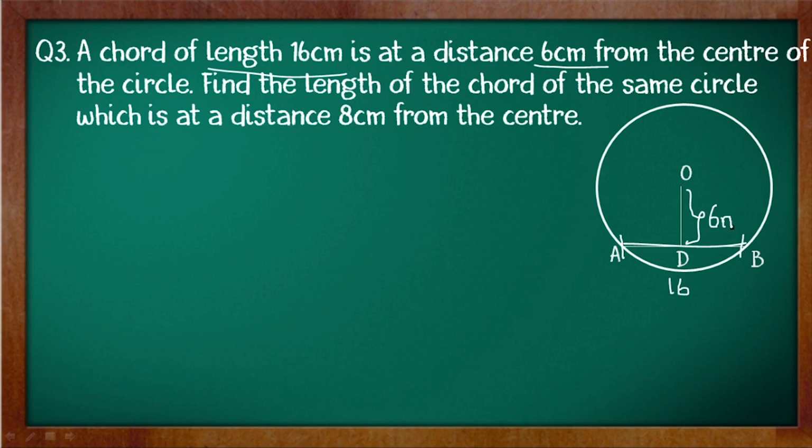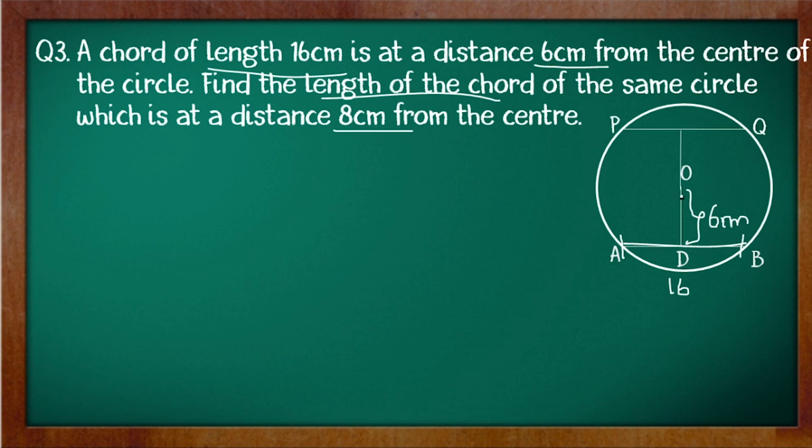Okay, this is 6 centimeter. Now we need to find the length of the chord of the same circle which is at a distance of 8 centimeters. So we need to find the length of the other chord, because this chord is already given as 16. So we need to find the length of the other chord of the same circle.